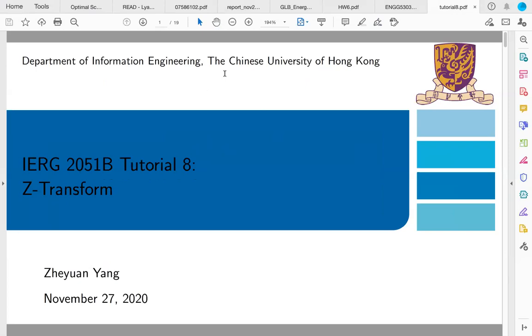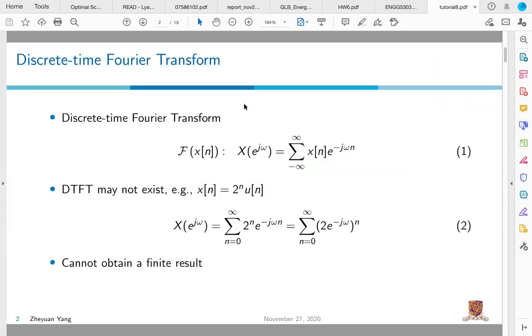Hi everyone. In today's tutorial, we are going to review the last chapter of this course, which is the Z transform. Previously, we have learned the discrete time Fourier transform, which mapped a discrete time signal in the time domain to the frequency domain. And we denote it as the capital X e to the power j omega.